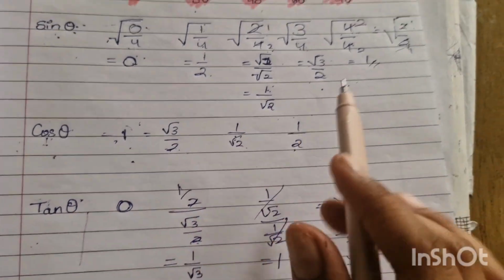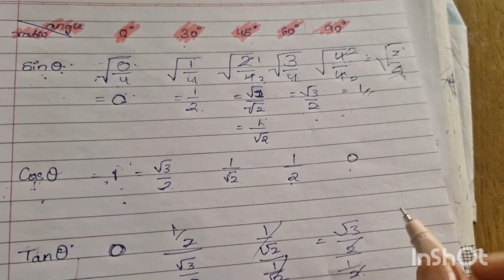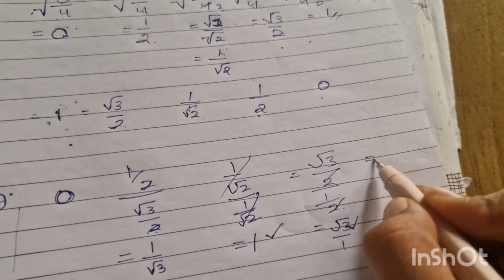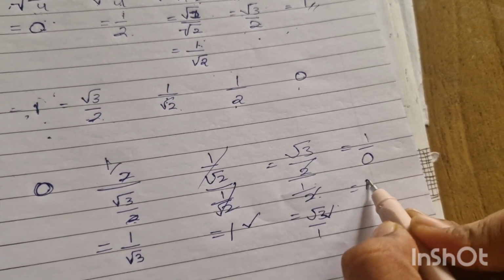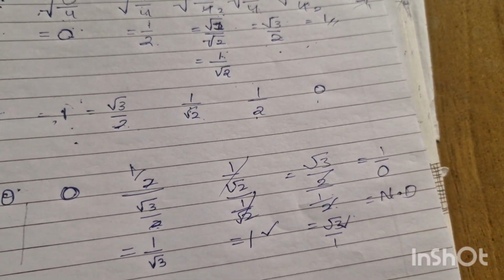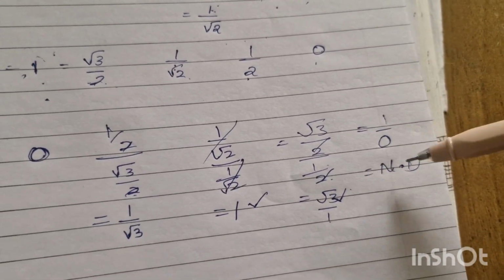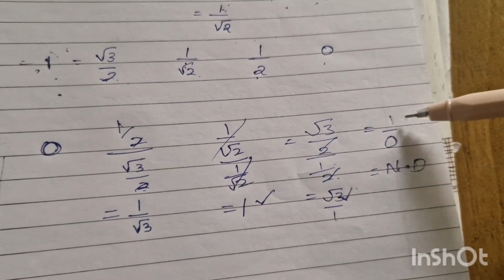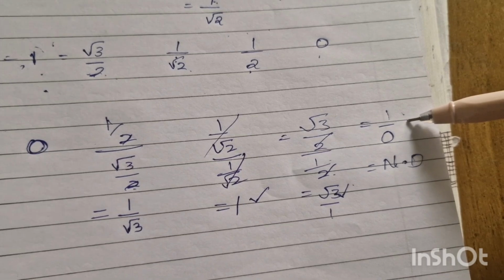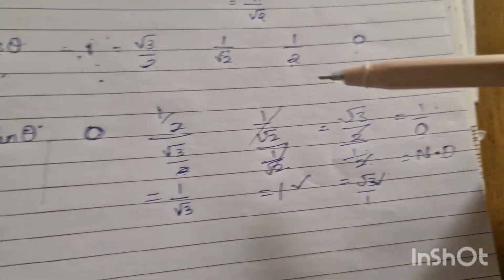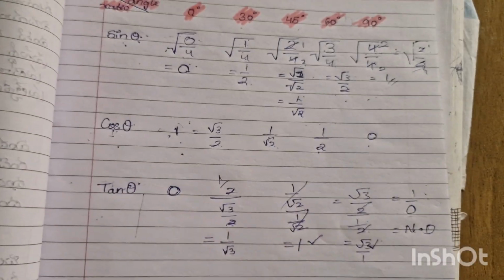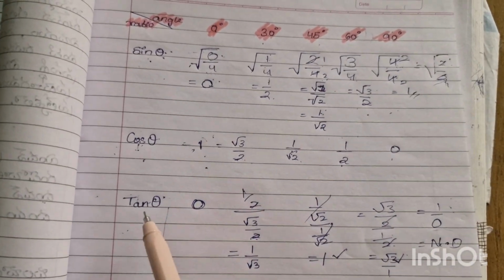So let us see tan 90. Tan 90 is 1 by 0. 1 by 0 is not defined. You can clarify that while talking to sir. It is not defined.